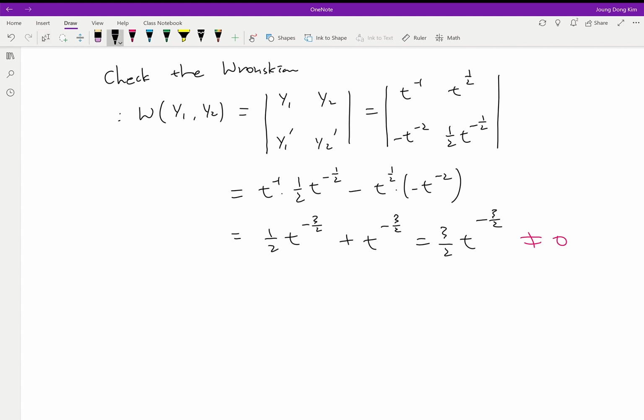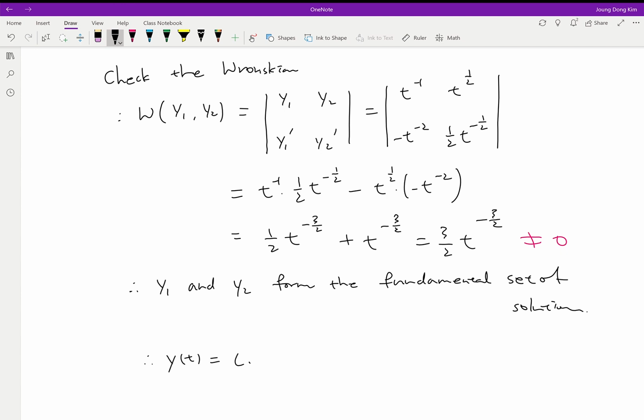Which means the conclusion is that y1 and y2 form the fundamental set of solutions. Okay, that's it. Then my general solution is this one: y equals c1 times y1, which is t to the minus 1, plus c2 times t to the 1/2. That's it. Thank you.